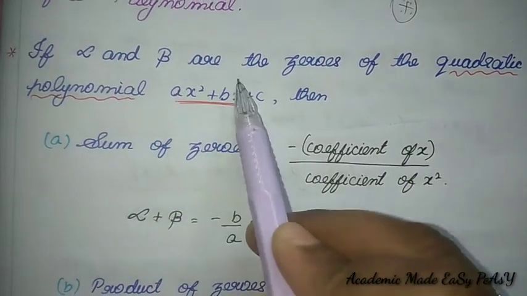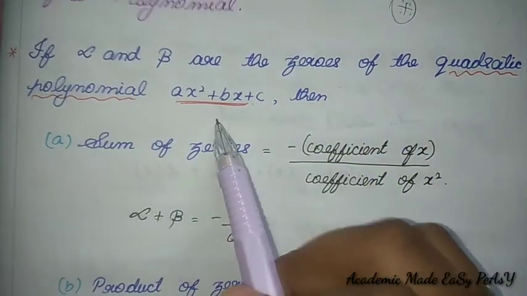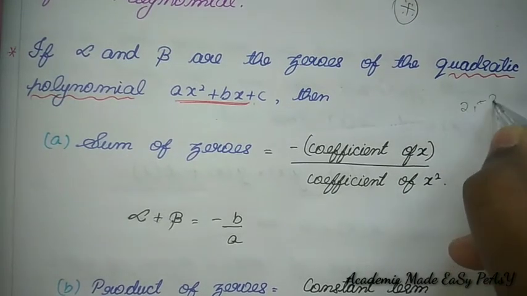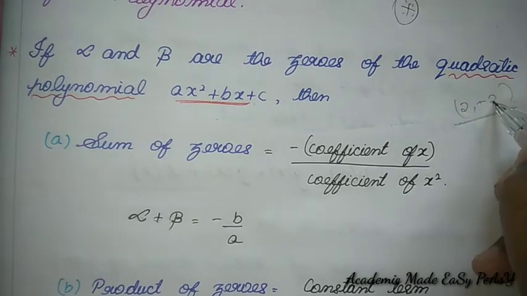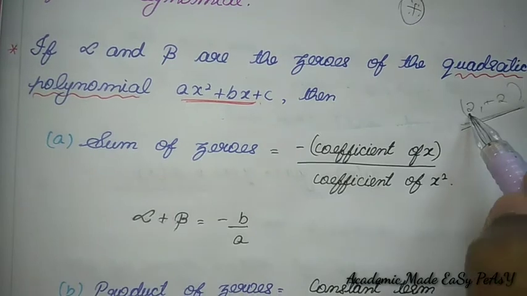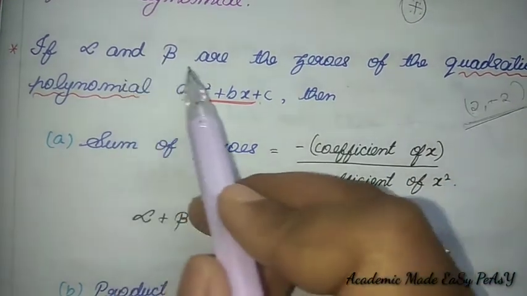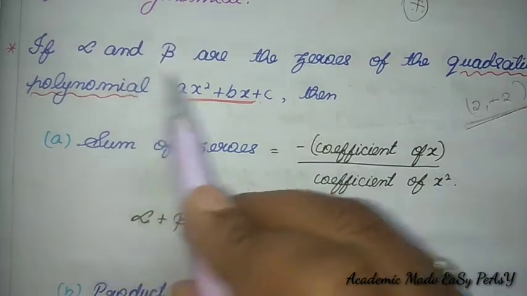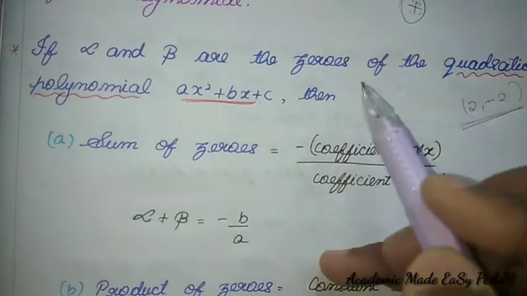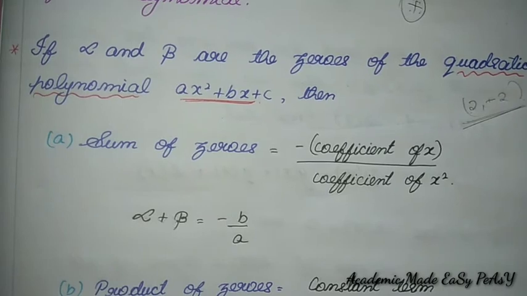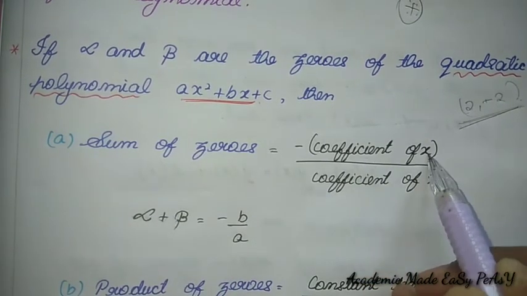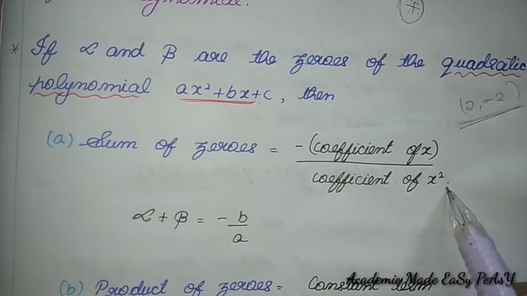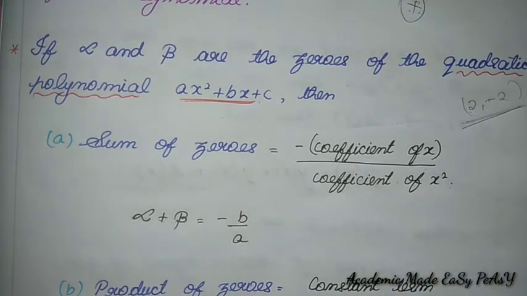If alpha and beta are the zeros of the quadratic polynomial, in the example I just gave, no, 2 and minus 2 were the zeros of the polynomial. So this will be taken as alpha, this will be taken as beta, just like that. Any zero can be taken as alpha and beta. So alpha and beta are the zeros of the quadratic polynomial ax square plus bx plus c. Then we have two relations, that is sum of zeros and product of zeros. The sum of zeros is minus coefficient of x divided by coefficient of x square, that will give us the sum of zeros.